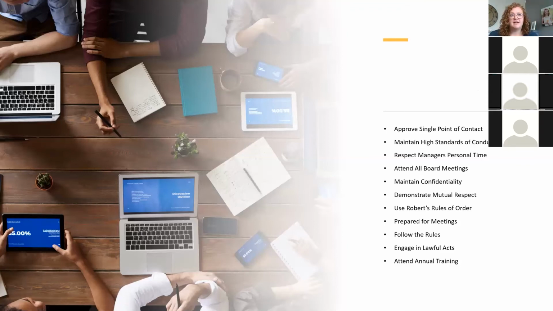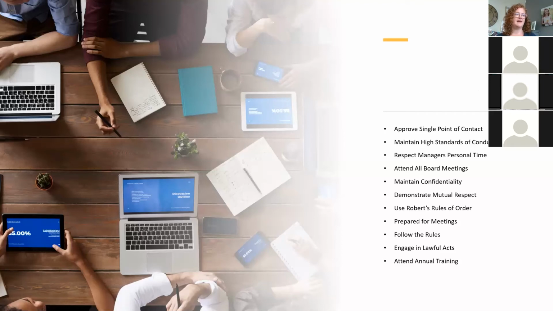Maintaining high standards of conduct and respecting our manager's personal time. We work really hard to make sure that we respect your personal time and that our managers have a balanced life outside of their job. That's important to us. Attend board meetings. It doesn't mean you can't miss a board meeting, but it does mean that if you're not going to be available, you make sure and let our managers know. We try and set the schedule a year in advance for most of our communities and give you an opportunity to set those calendar dates so you can work around them.